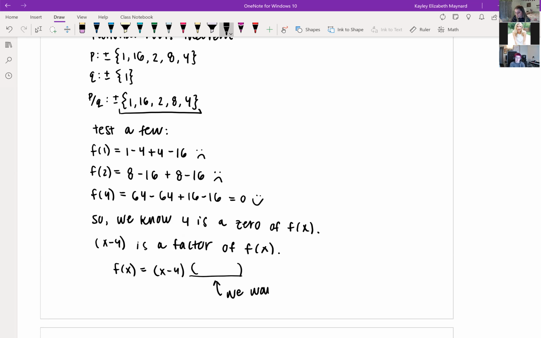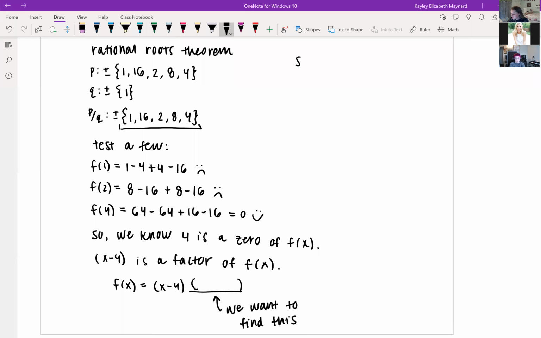So we want to find this. And if you remember, we do this using either synthetic division or polynomial division. Either one works. I tend to prefer synthetic division, and I think most of you do from past experience. So I'll just go ahead and do synthetic division, but you can do polynomial division as well. To find this piece, we're going to take f of x and divide it by x minus 4, using synthetic division.